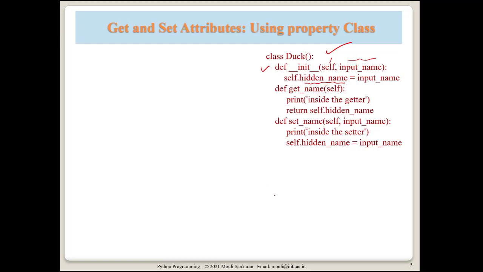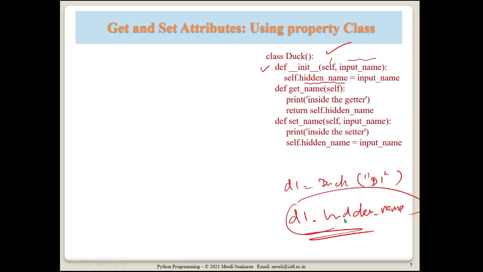We can always create an object of this Duck, d1 equal to Duck, d1, and then I can always write hidden name. I can print it, okay. It's not really hidden, but at least I am telling the user developer to always use get name and set name to access the variable, and not write it directly. Call this method to do that: get name, then I will return you the name, and set name, I will call this with the new parameter, and I will set it for you.